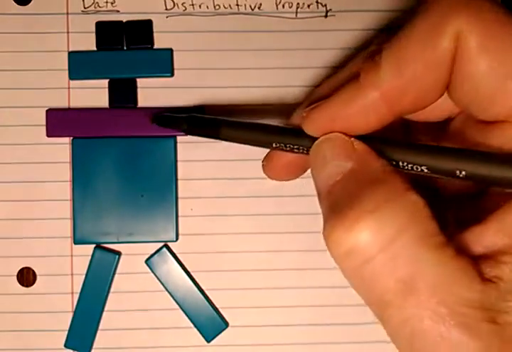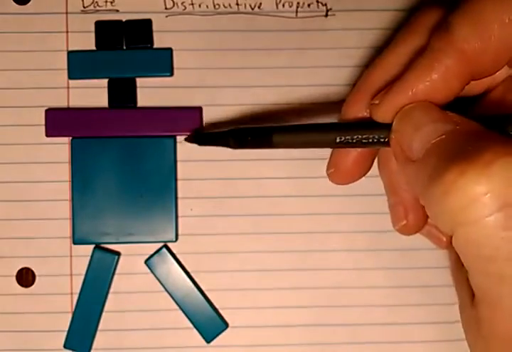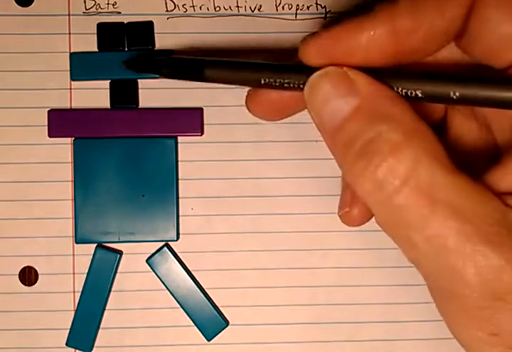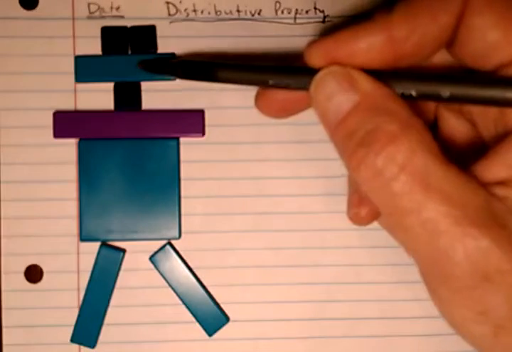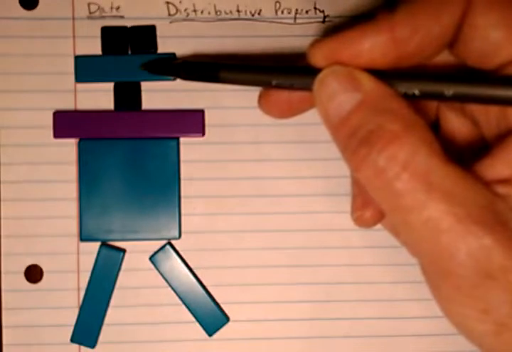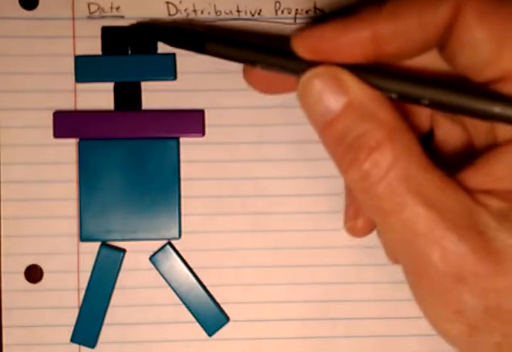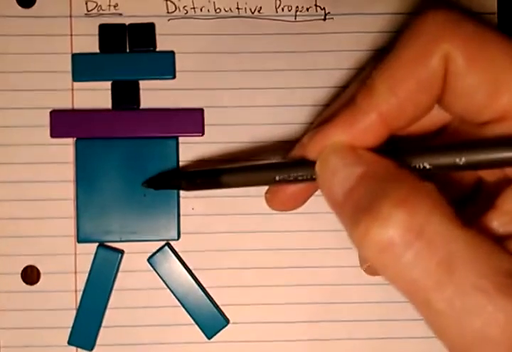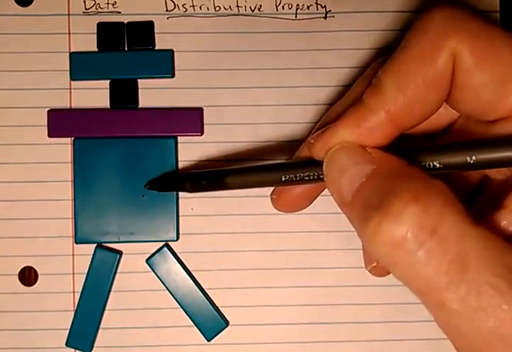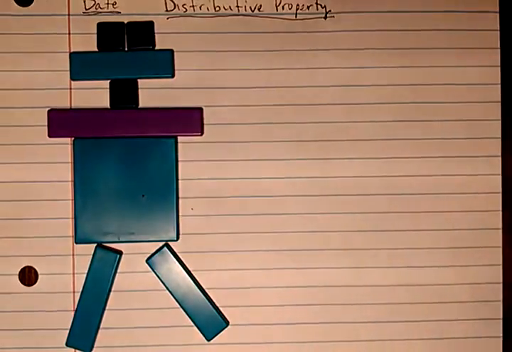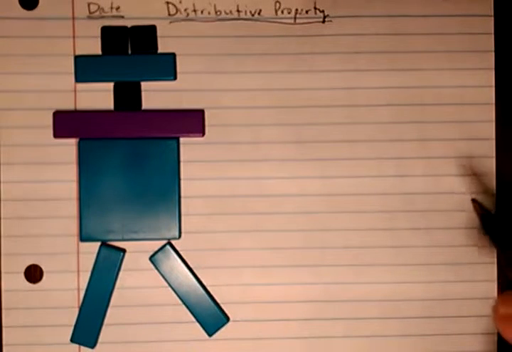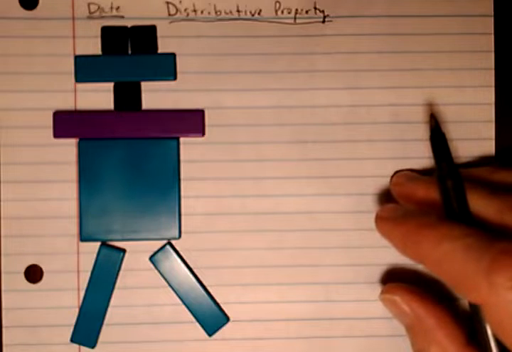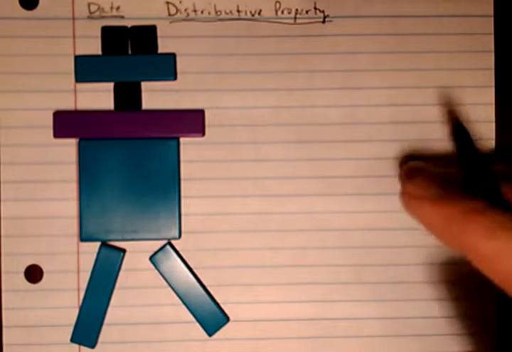This is one of the purple rectangles, which is a Y, and the blue rectangles for the legs and this part of the head, we call those X rectangles, or X tiles. The little ones are called 1 tiles or unit tiles, and then this big blue square is called X squared. So what we're going to do is write an expression to reflect what we have in this robot.